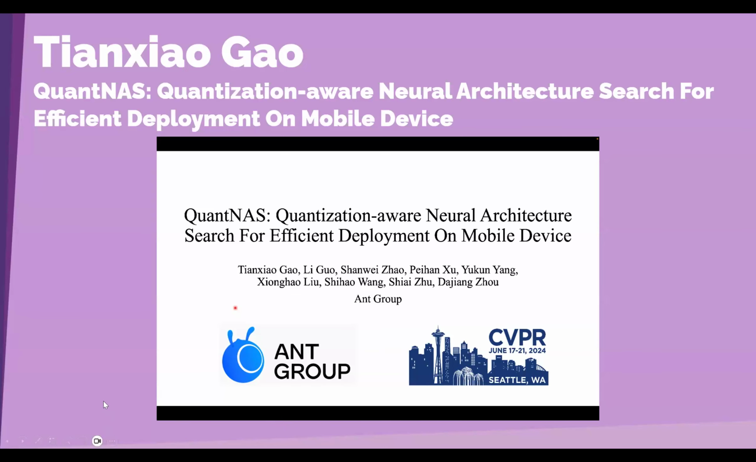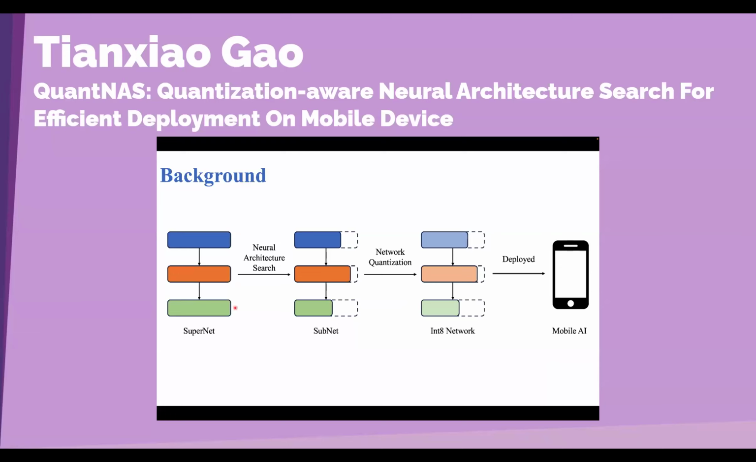Hello everyone, I'm Tim Shaw from Group. It is my pleasure to present the paper on optimization-aware architecture search for efficient deployment on mobile devices. Convolutional neural networks are widely used in mobile AI scenarios. However, mobile devices usually have limited resources. Convolutional neural networks need to be carefully designed within context.